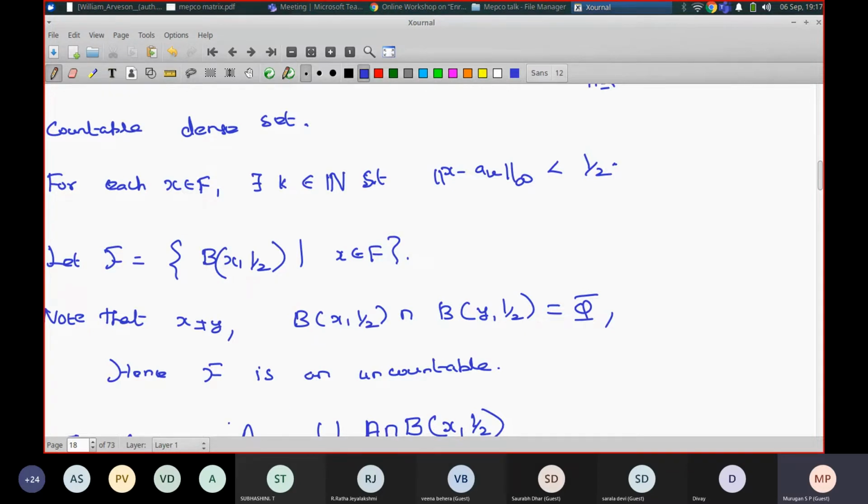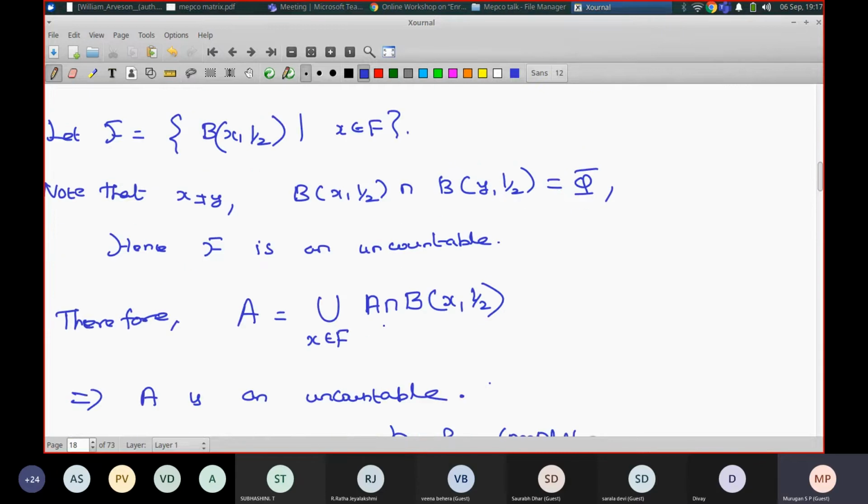And also note that the script F is uncountable, because F is an uncountable set, and for each x you associate B(x, 1/2). Because this set is uncountable, and whenever x is not equal to y, B(x, 1/2) intersection B(y, 1/2) is empty, from that you can easily see that this family is also uncountable. Therefore, again by density of A, you can write A as the union over x belonging to F of A intersection B(x, 1/2).